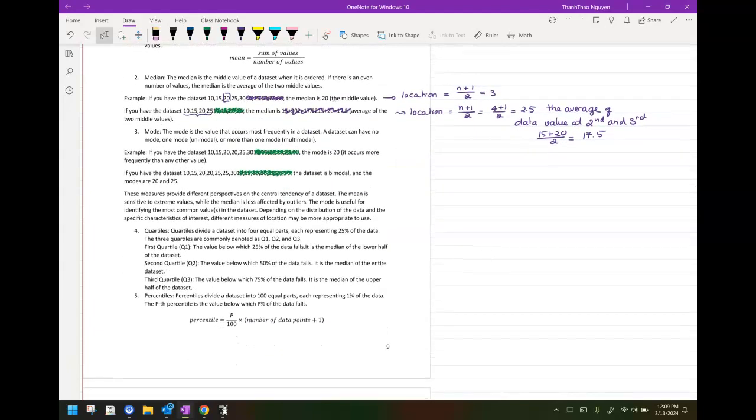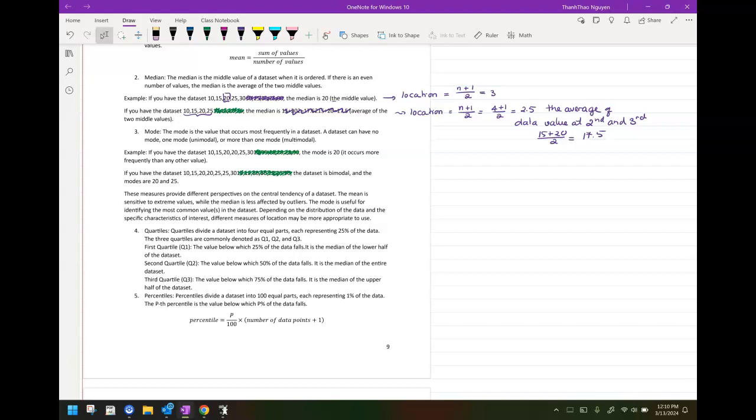The measures provide different perspectives on the central tendency of the data set. The mean is sensitive to extreme values, while the median is less affected by the outlier. The mode is useful for identifying the most common value in the data set. Depending on the distribution of the data set and the specific characteristic of interest, different measures of location may be more appropriate to use.